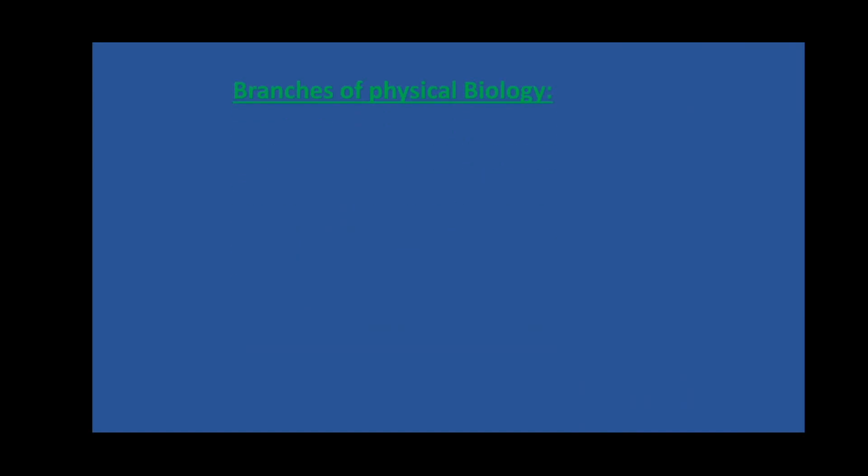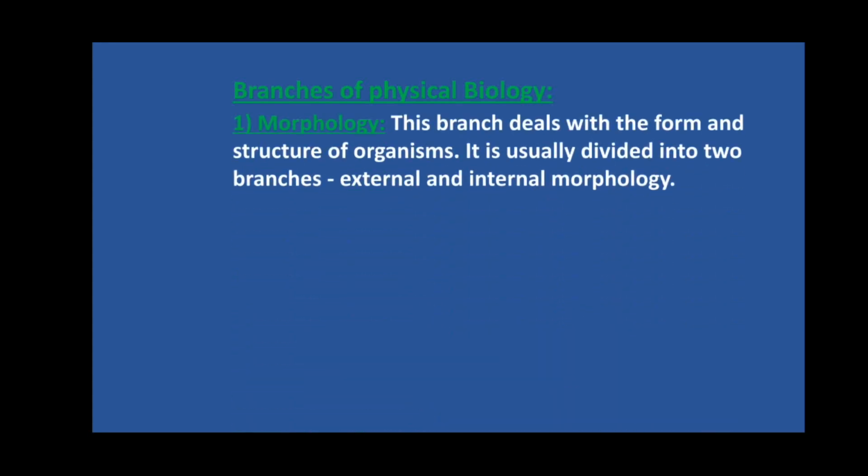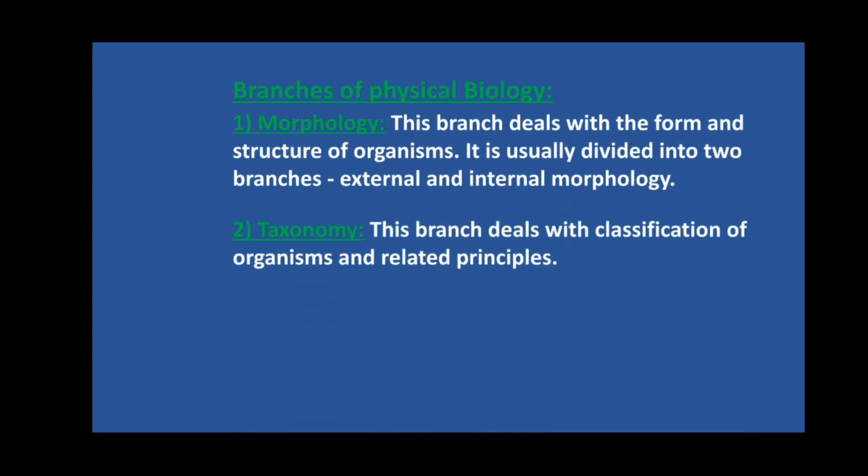Now, the branches of physical biology. Physical biology is divided into 11 branches. Those are discussed below in brief. The first one is morphology. This branch deals with the form and structure of organisms. It is usually divided into two branches, external and internal morphology. Second one is taxonomy. This branch deals with classification of organisms and related principles.